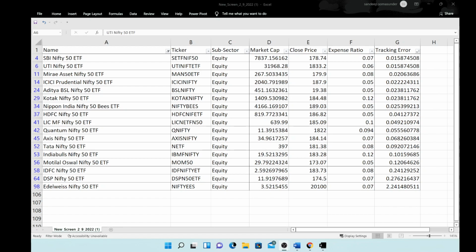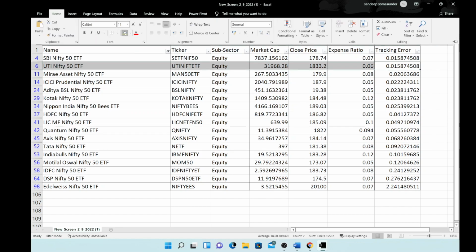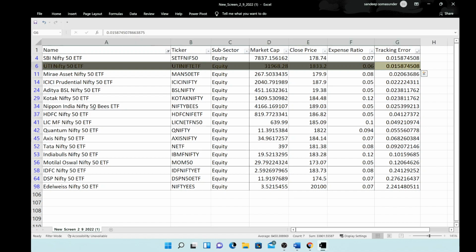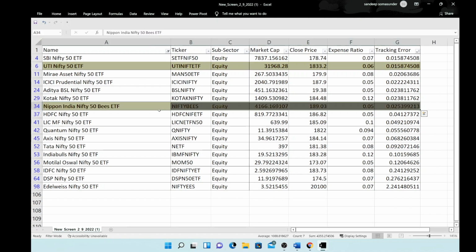Now, if you look at this Excel very clearly, in terms of market cap, you have the UTI, which is quite big, and the Nippon India Nifty50 ETF. The rest of the other funds don't have this much market cap.